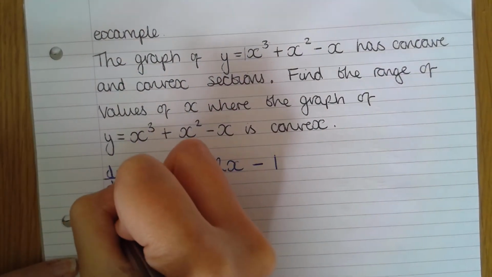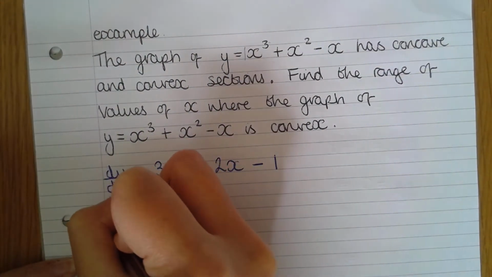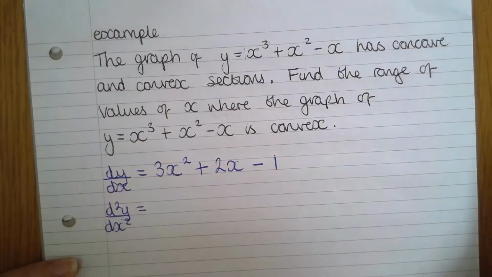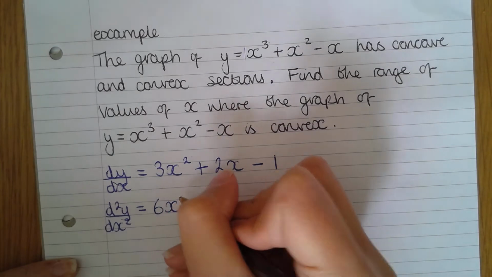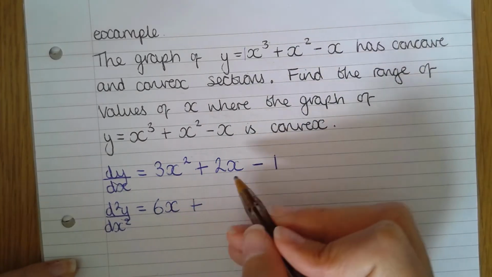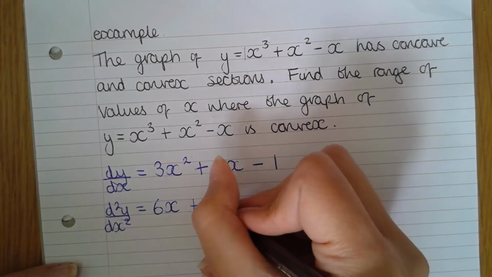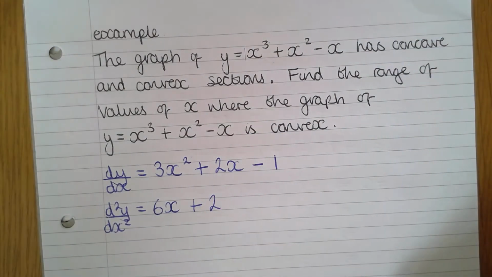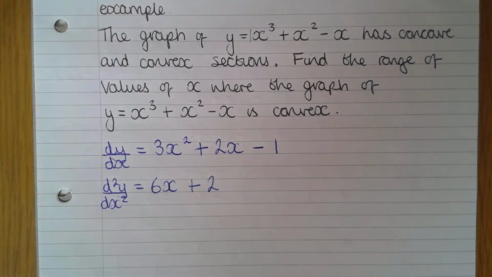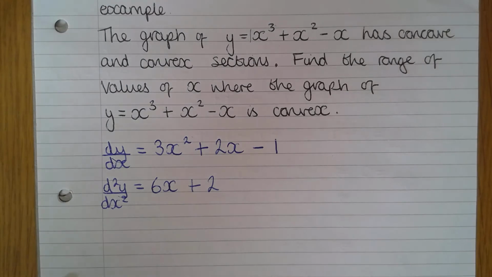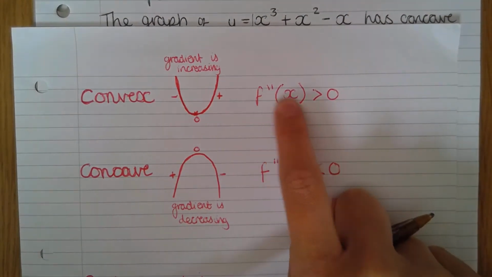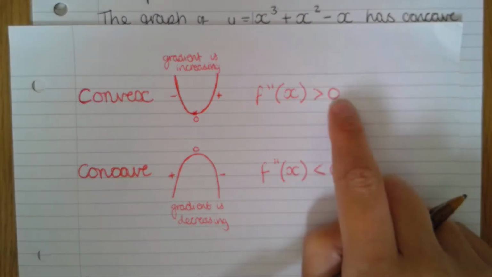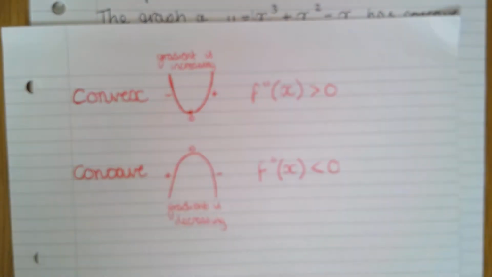Now we need to do our second derivative. So d squared y over dx squared equals 3 times the 2 gives us 6x, take 1 from the power is just 1, plus 2 times 1 is 2, take 1 from the power would be 0, so we don't need to write it. So that is our second derivative. Again, our second derivative needs to be greater than 0 for convex sections.